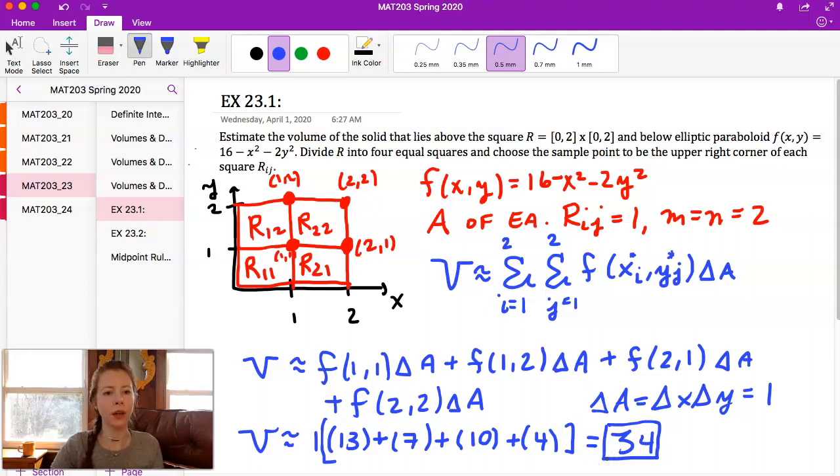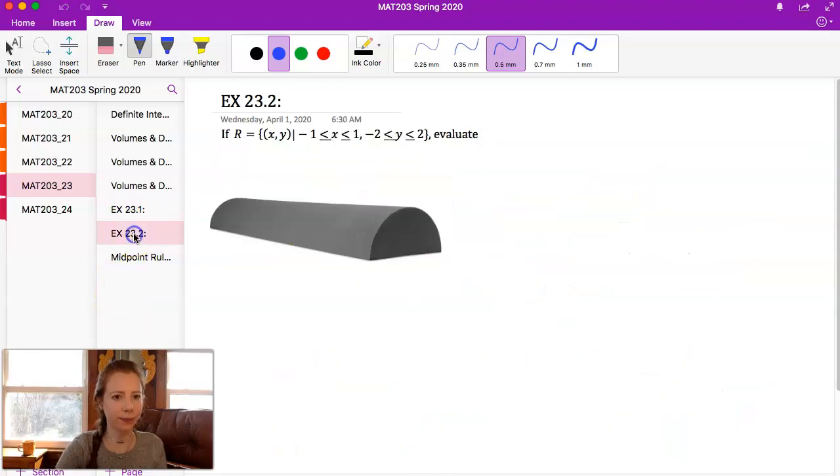Okay. So now let's move on to another. And in this one, we're going to do something a little bit different. The problem is, if R is between -1 and 1 for x and -2 and 2 for y, let us evaluate this surface below. And so we want to figure out what the volume is. And so I'm going to set this up for us.